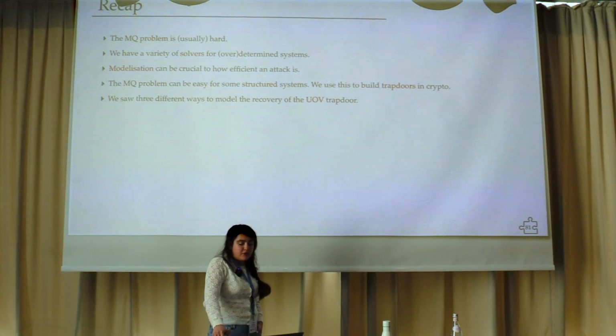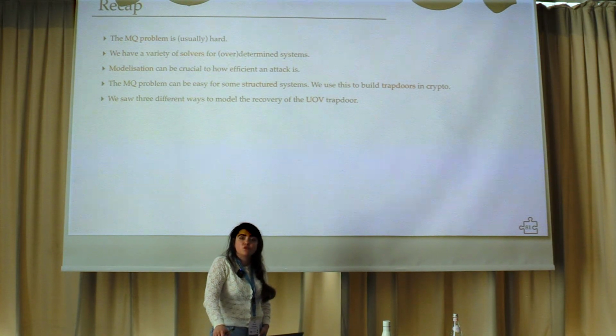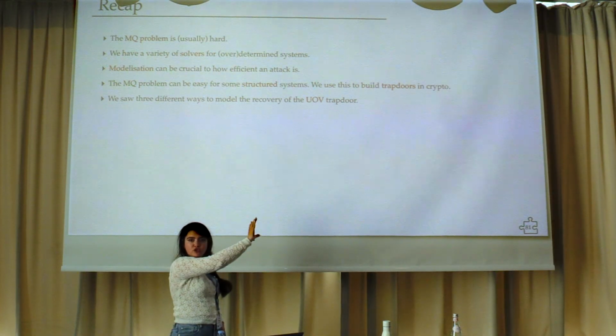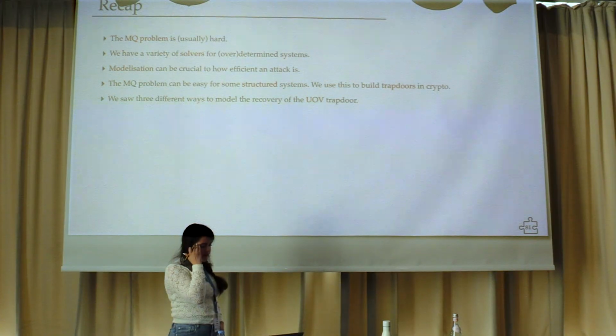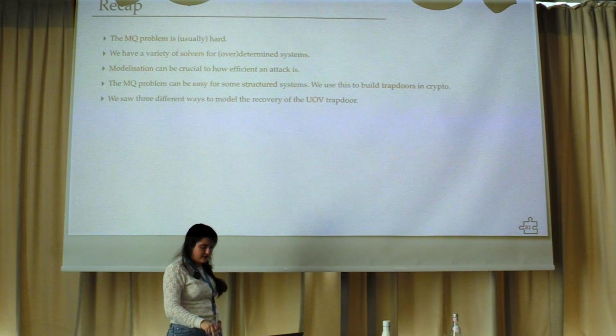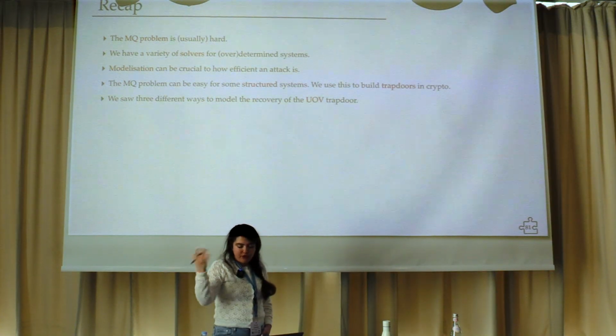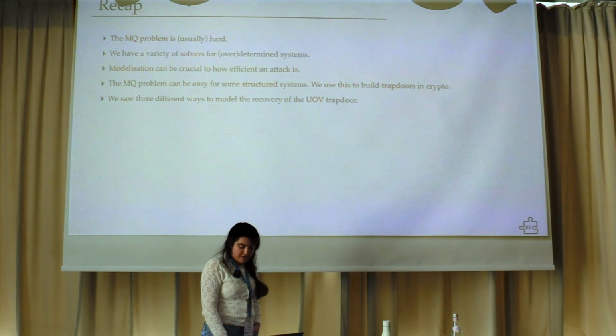As we said, the MQ problem can be easy for some structured systems, and this we use as a trapdoor in multivariate cryptography. When we are working on the trapdoor side, I told you there are also other multivariate signatures based on a Fiat-Shamir provable construction, but that is a different thing. And then we saw three ways to model this UOV trapdoor, and that was everything.